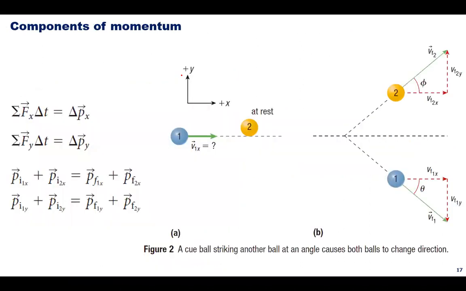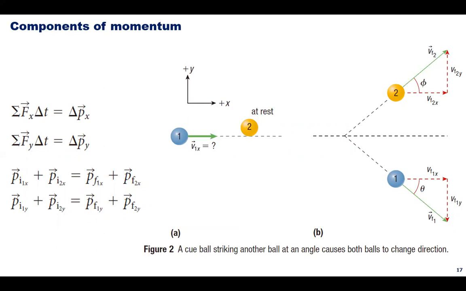Okay, let's have a look at the components of momentum. Dealing with collisions in 2 dimensions involves the same basic ideas as dealing with collisions in 1 dimension. Now, however, the final velocity of each object involves 2 unknowns: the 2 components of the velocity vector.